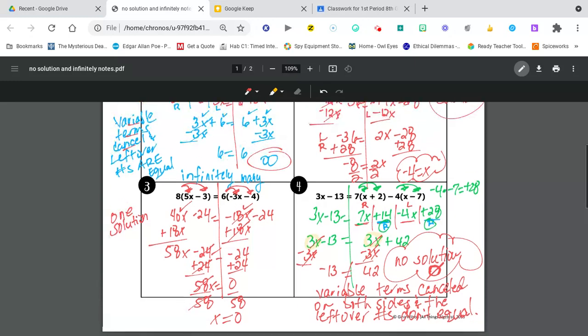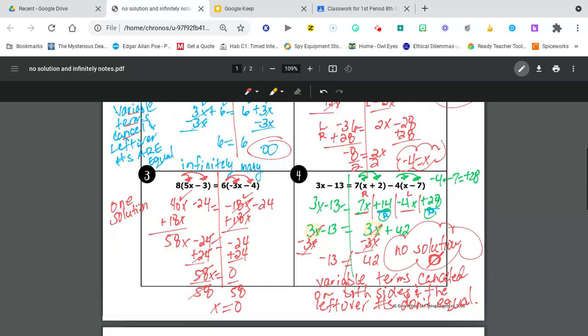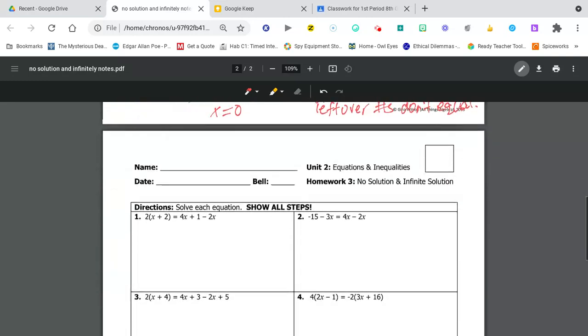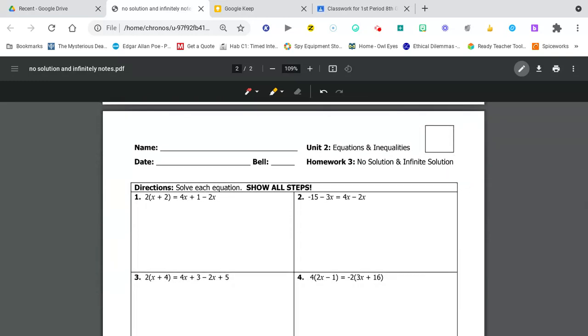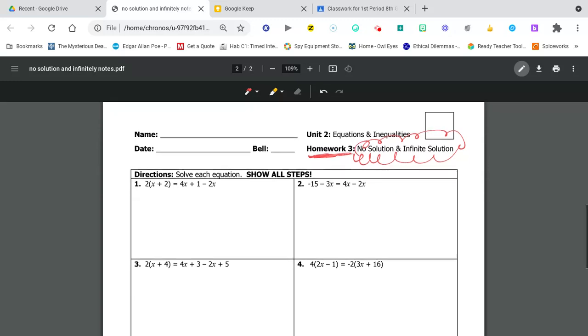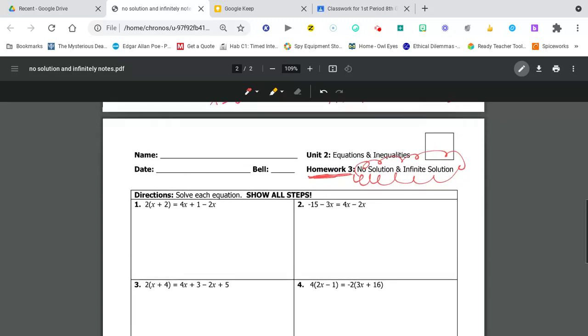All right, guys. That's it for the notes today. What you're going to do is go to the classwork tab and you're going to see homework 3. Well, you'll see where it has homework and it's the no solution, infinitely many solutions homework. But there are going to be all 3 cases.